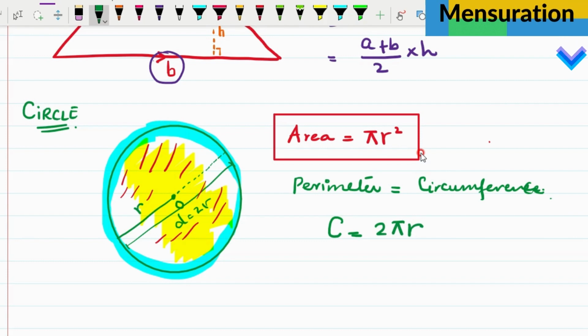To calculate the inner area, we need to use the formula pi r square, and to calculate the circumference we need to find 2 pi r, and 2 pi r is normally calculated for the curved line. You can just observe it, it is not a straight line, it is a curved line, right? So that's why we need to find a circumference here.